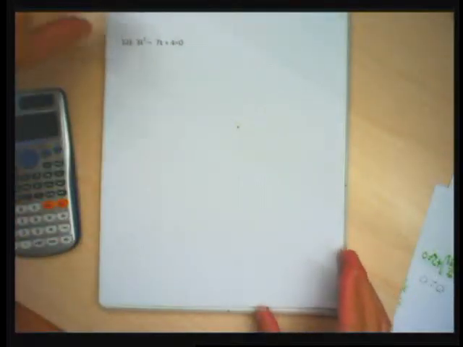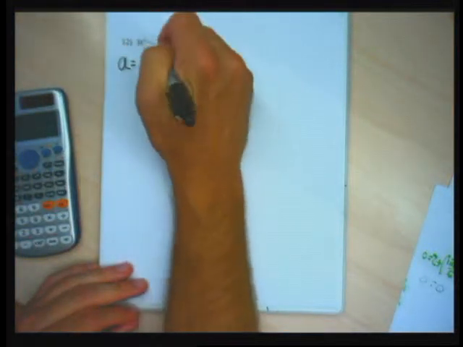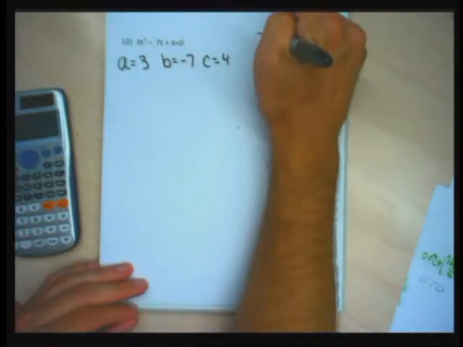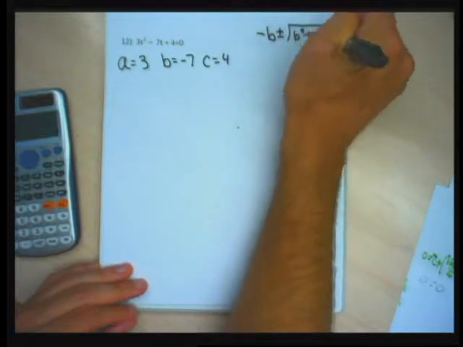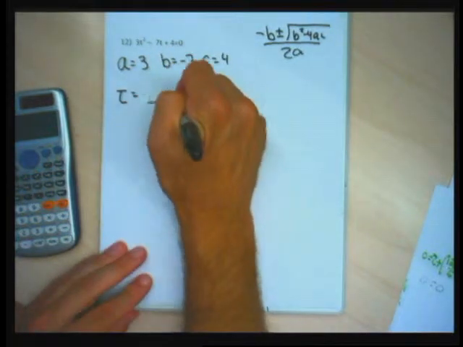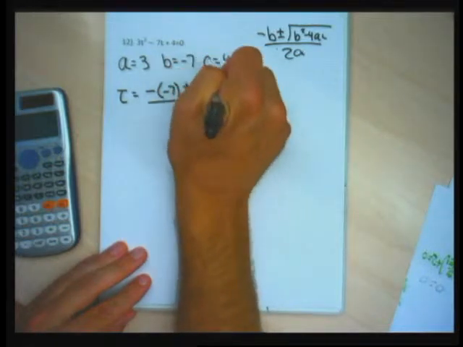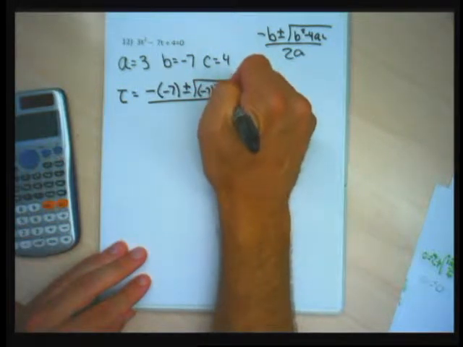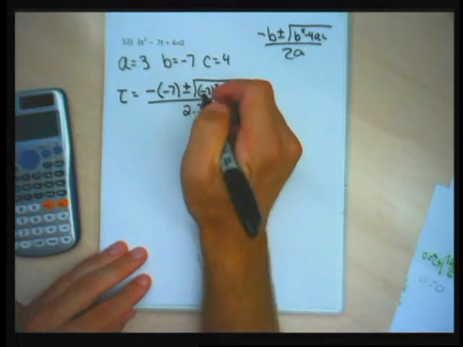Problem 12 is going to have a nice answer, but it has issues going on. The a isn't 1 and the b is negative. That's kind of the worst case scenario. So I'm going to use negative b plus or minus the square root of b squared minus 4ac, all over 2a. I'm going to write t equals fraction negative negative 7 plus or minus the square root of negative 7 squared minus 4 times 3 times 4, over 2 times 3.